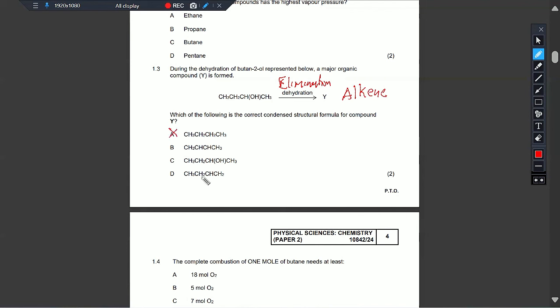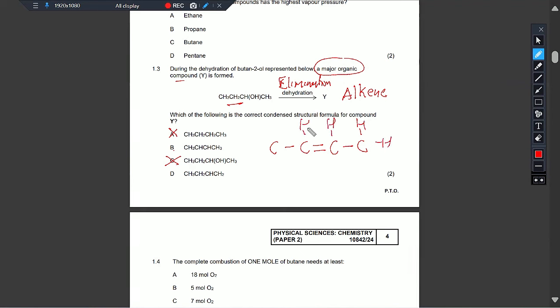So A can be eliminated, because as we can all see, this is an alkane. There are single bonds between the carbon atoms. And then C is definitely incorrect, it is just the same as the reactant. That means this compound here did not undergo any reaction. So we are left with options B and D. But remember, we are trying to form a major organic compound, so a major product. We did state that we are supposed to have our double bond forming between the second and the third carbon. So this is what we are supposed to have.